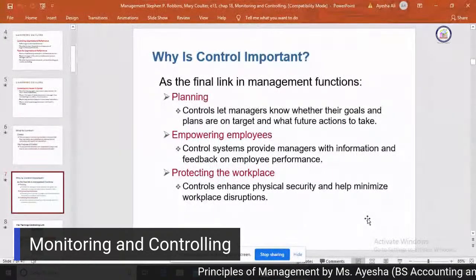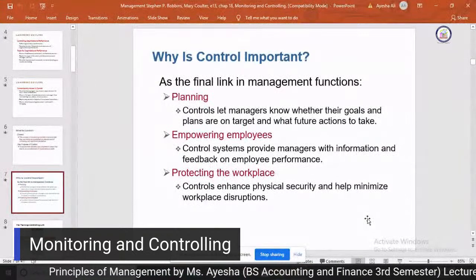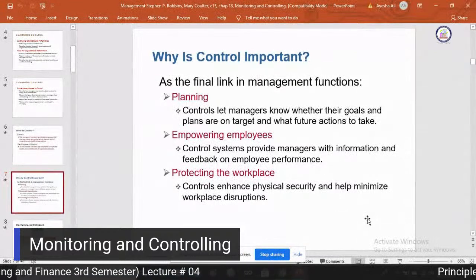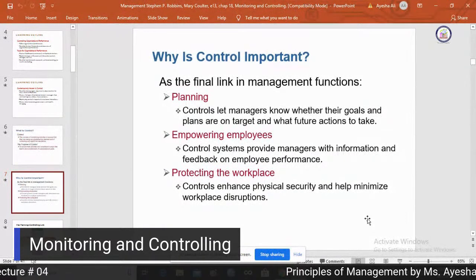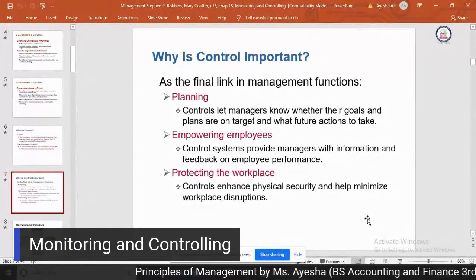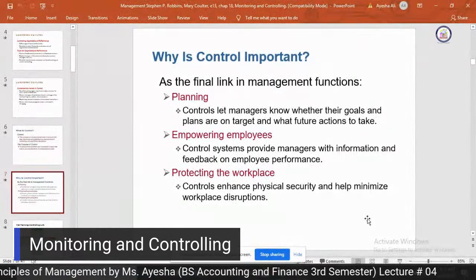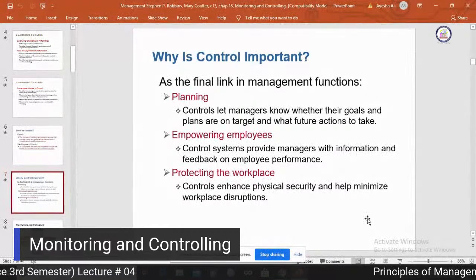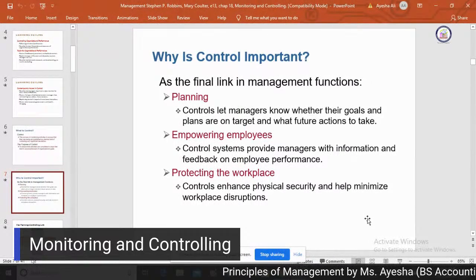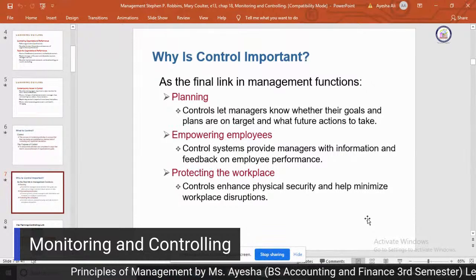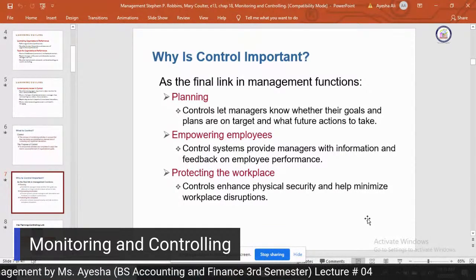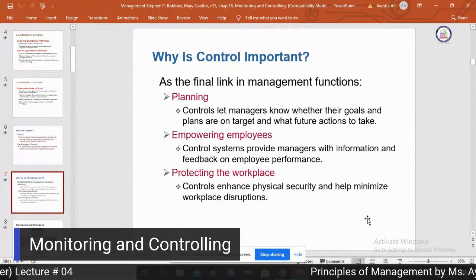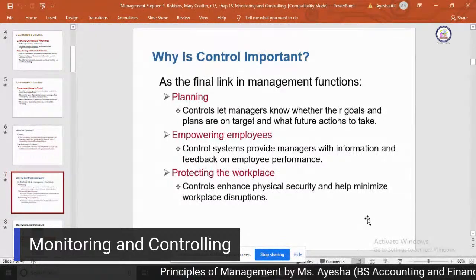Then the last is protecting the workplace, which is basically physical security. We ensure physical security, because if we do not, it will disturb our work and our system. The external environment is full of uncertainty. We have natural disasters, terrorism, supply chain disturbance, and so many other things.